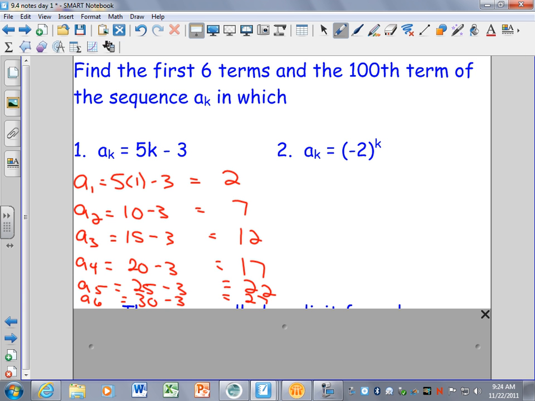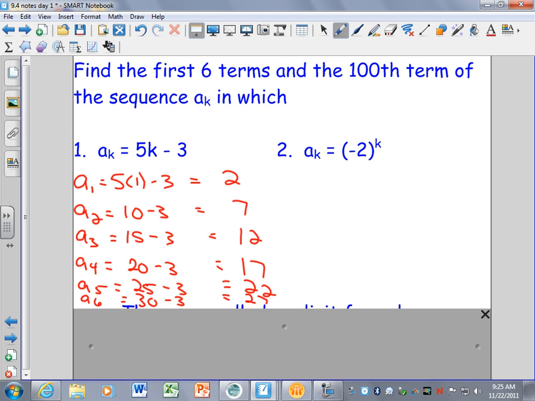That's kind of fun. This also says find the hundredth term, and very nicely, if you just had the numbers given to you and not the equation, how would you find the hundredth term? It might be kind of hard to do, but all we've got to do is plug in 100 to get the hundredth term.